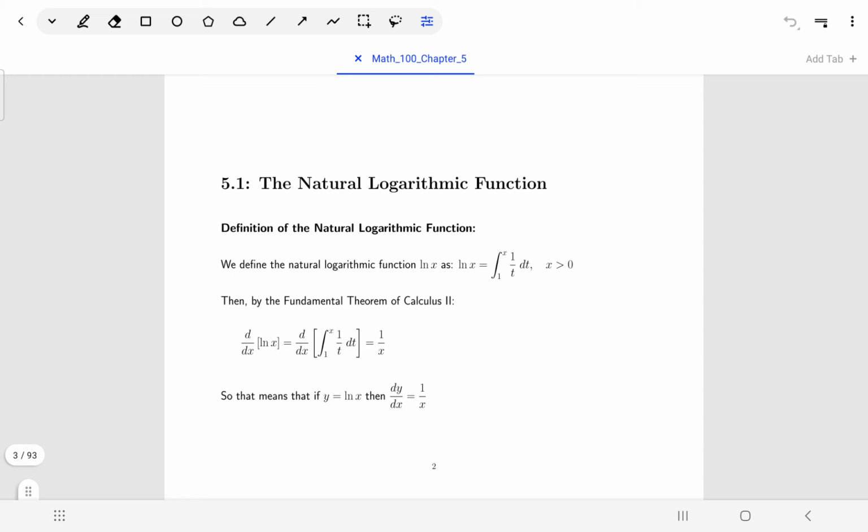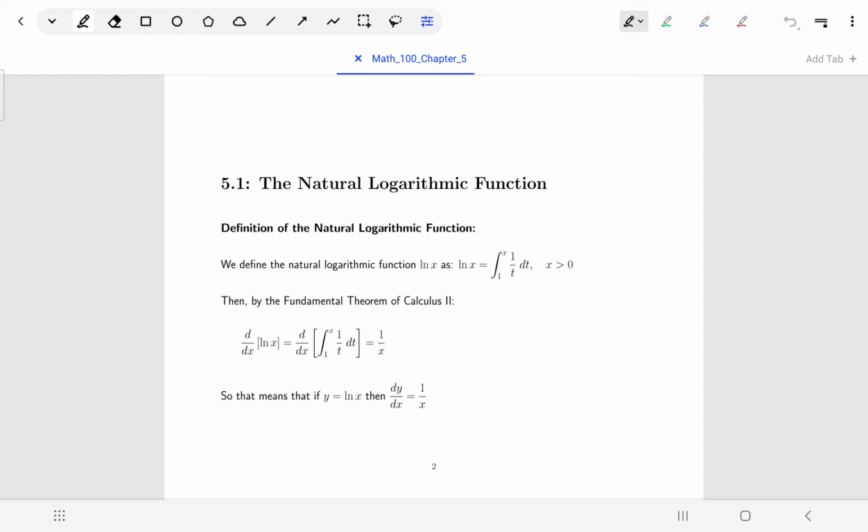Welcome back. You might have noticed up till now that we haven't looked at a single logarithm or exponential function, and that's because we've saved it all for this chapter. And that's also because we want to start off with presenting another way of defining a logarithm.